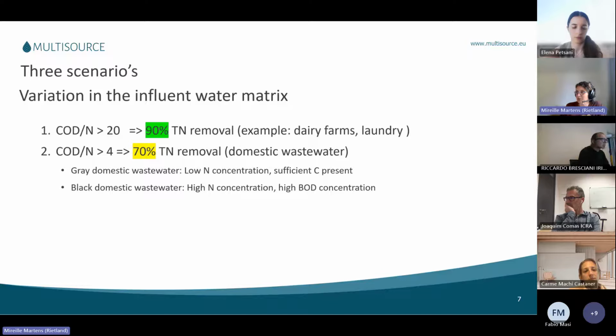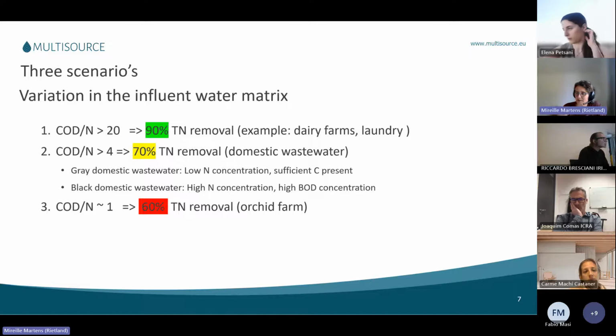In the black domestic wastewater, there's a high concentration of nitrogen, and in a lot of cases, the carbon is limited. Well, it's abundantly present, but to have a sufficient amount to be able to denitrify the high nitrogen concentration is not always doable. And then you have COD concentrations with a COD-N ratio around 1 or even less. Then we have 60%, but way less percentage of nitrogen removal as well. And I'll give you an example of that on the Orchid farm.